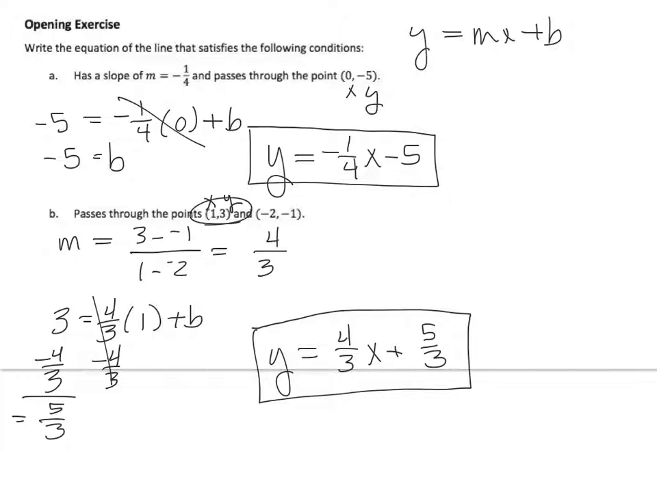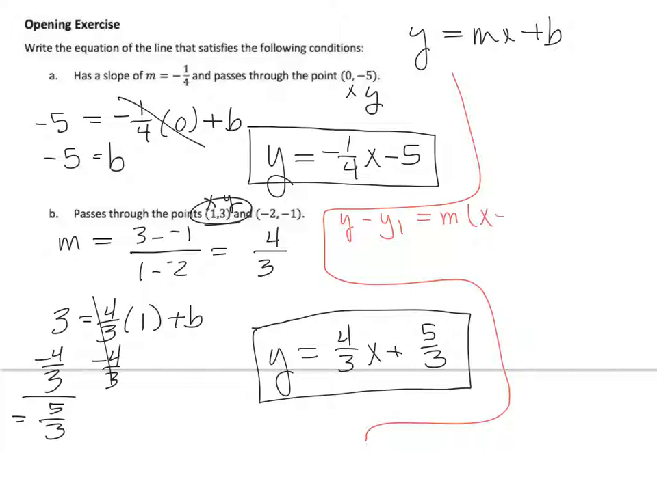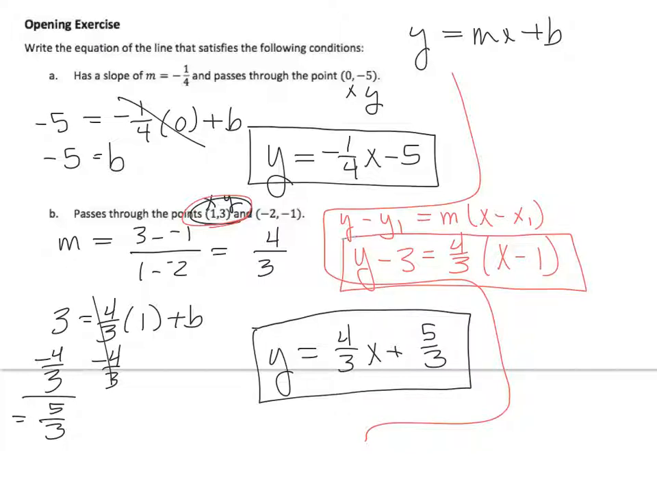We can do this a different way, though. Let's get some space here. I can use what's called the point-slope form, which is going to be y minus y1 equals m times x minus x1. Again, just pick one of the points and use it. So y minus 3 equals m times x minus 1. That can also be an answer. If you simplified that equation, you would get the same answer here.